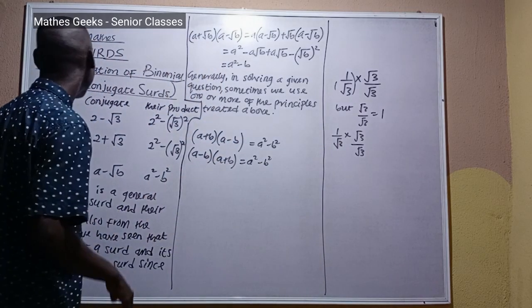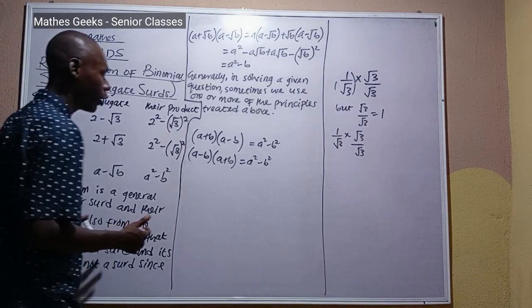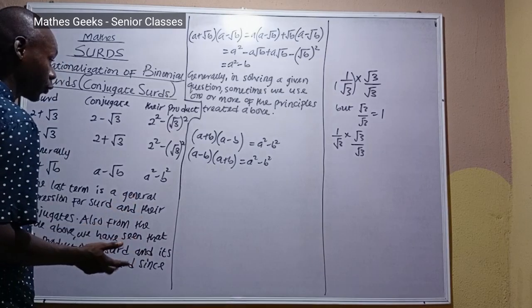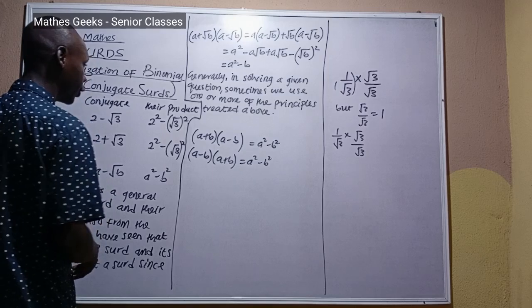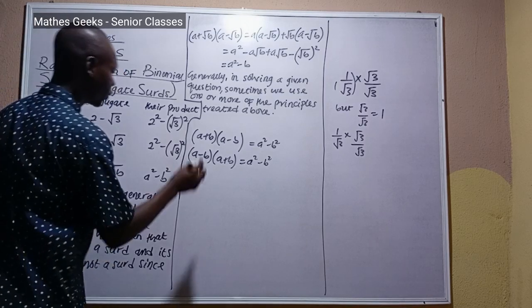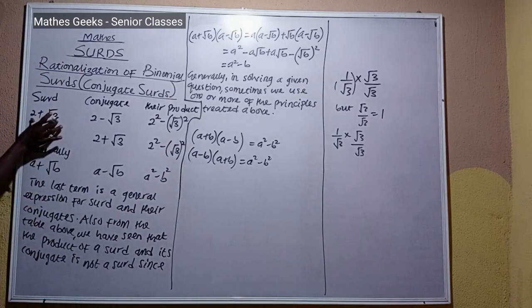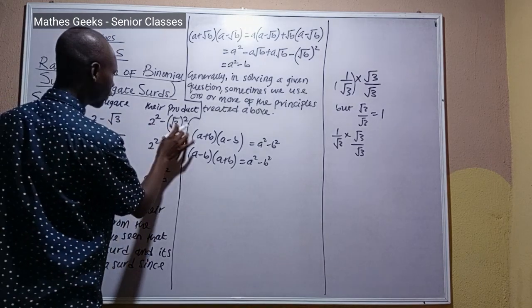But for a binomial surd, and I say binomial because it contains two terms, the denominator is rationalized by using the idea of difference of two squares. That is to say, you're going to multiply both the numerator and the denominator by the conjugate of the binomial surd in the denominator. So generally, if this is the surd at the denominator, the conjugate will be 2 minus root 3. When you multiply these two together, you're going to have 2 squared minus root 3 squared.